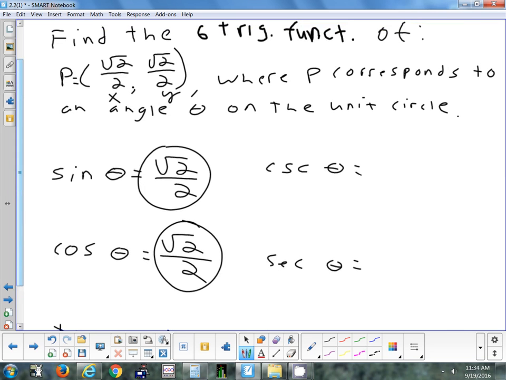All right, John, can you tell me what do I do to get my cosecant? And what did you do? So did you take something and how'd you get that? No, not y over x. How do we get cosecant? We flip the sine. Take the sine value, flip it. So it's 2 over root 2.